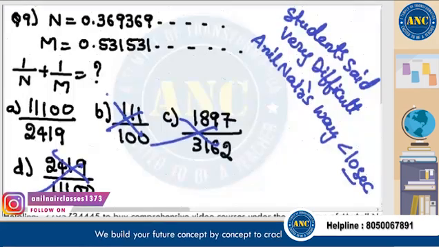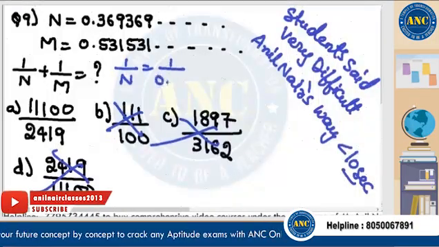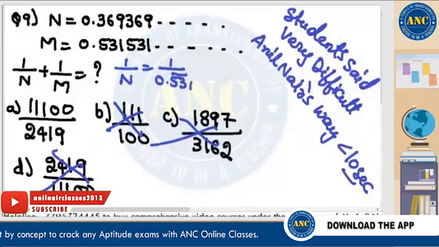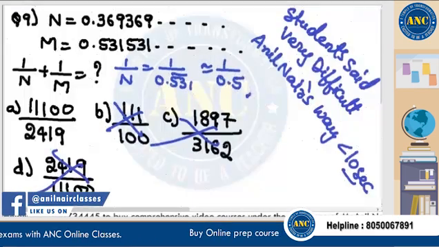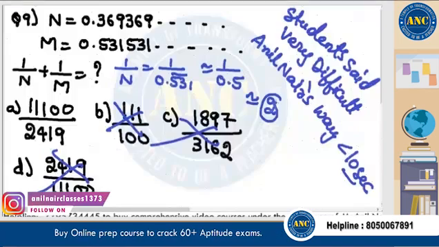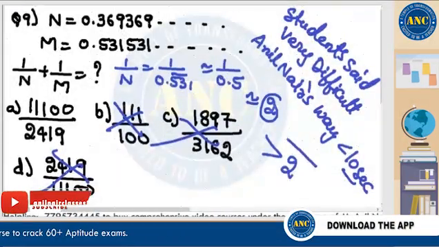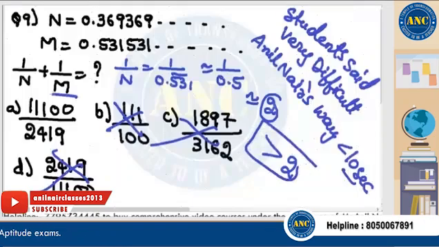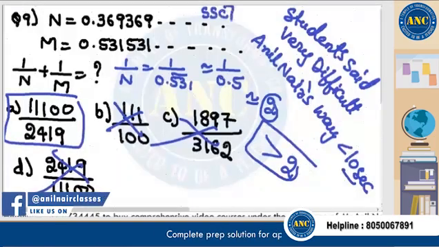All these options are eliminated, because 1 by n is nothing but 1 by 0.531 recurring. It is closer to 1.5. It is closer to 2. 0.531 is just greater than 0.5. So the answer is just greater than 2. First option. It is an original SSC question.